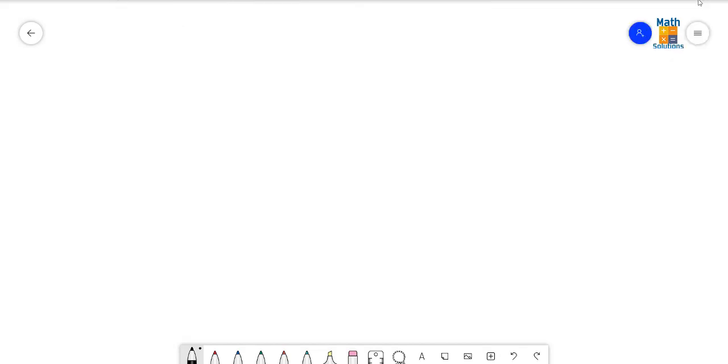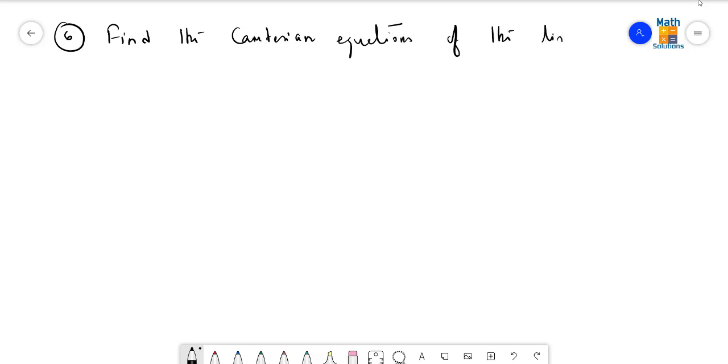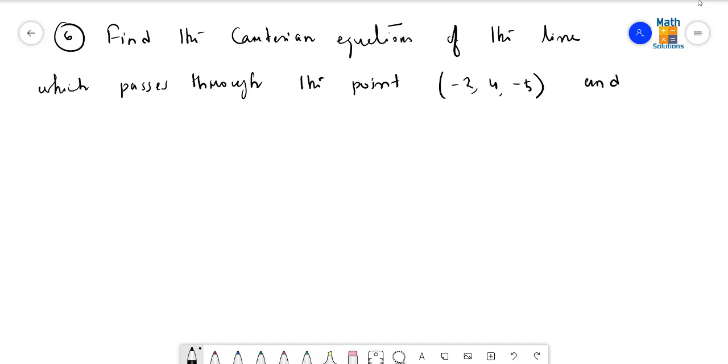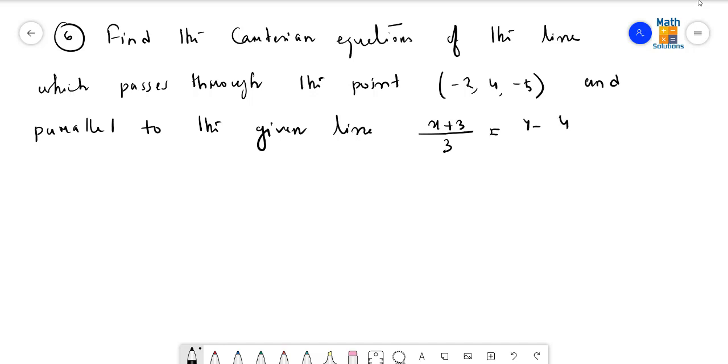In question number 6, what is given? Find the Cartesian equations of the line which passes through the point minus 2, 4, minus 5 and is parallel to the given line, x plus 3 by 3, that is equal to y minus 4 by 5, that is again equal to z plus 8 by 6.